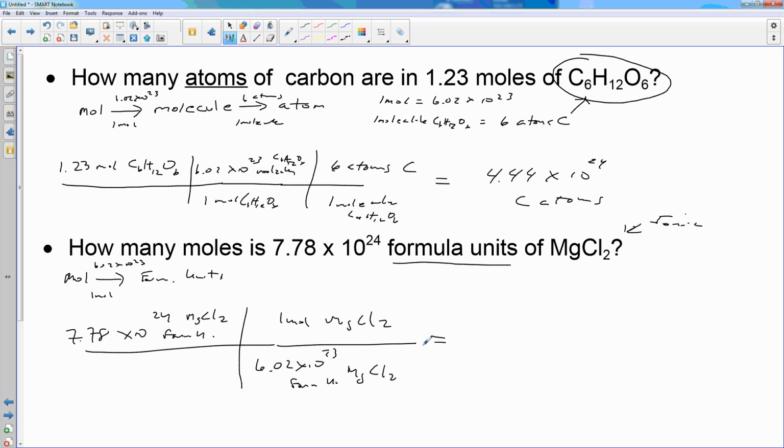Now, before you put this in your calculator, notice this number is much larger than a mole, so our answer should be greater than 1. And in this case, it is greater than 1. It should be 12.9 moles of MgCl2.